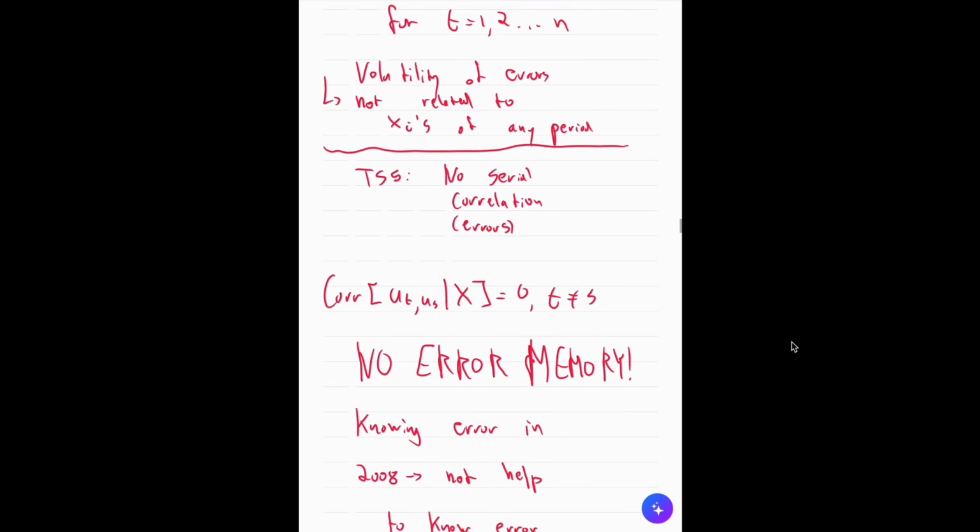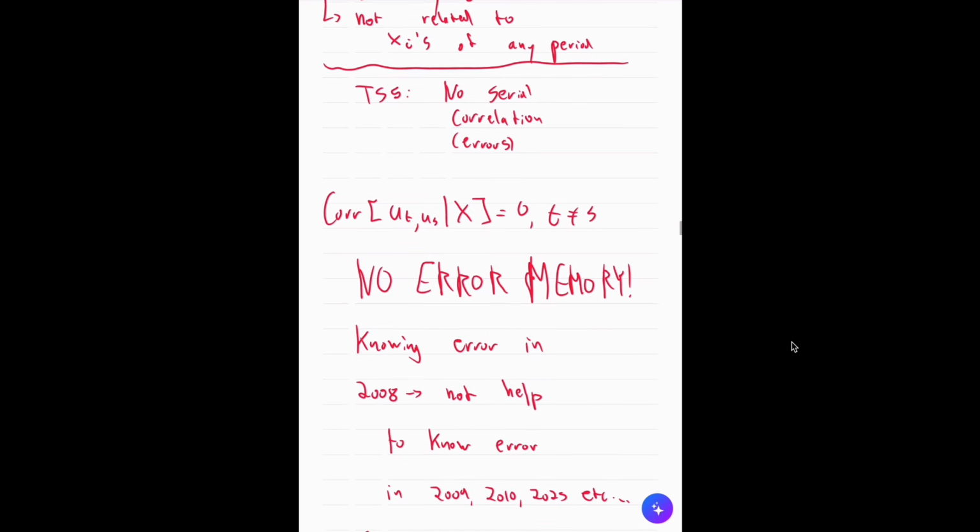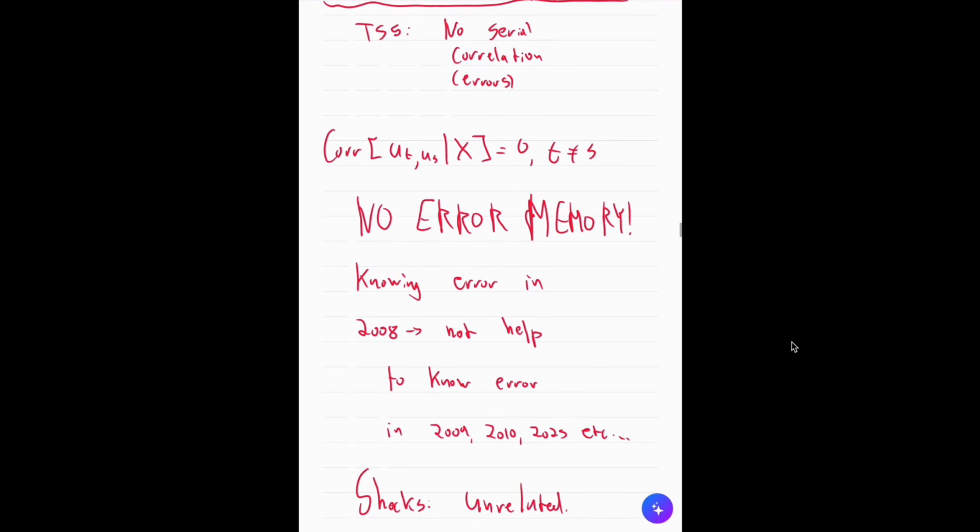And then the fifth assumption is that we have no serial correlation, right? So that means the correlation of the error term in year t and the error term in year s, which is just some other year, any year and another year, given X, is equal to 0. So that just means that there's no error memory. For example, knowing the error in 2008 does not help you to know the error in any of the other years, right? So there's no correlation between the errors.